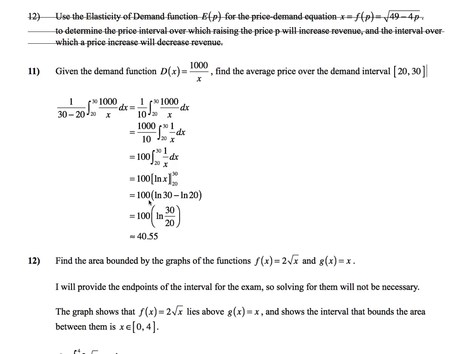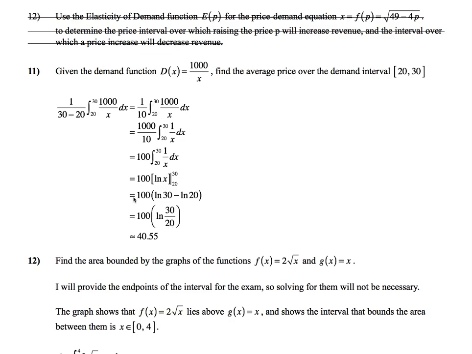As I think I mentioned during the review, there is a property of logarithms that says if you have two logarithms with the same base and you are evaluating the logarithm at one value minus that same logarithm at another value, you can express that as the logarithm with this base of the first value over the second value. So natural log of 30 minus natural log of 20 becomes natural log of 30 over 20.